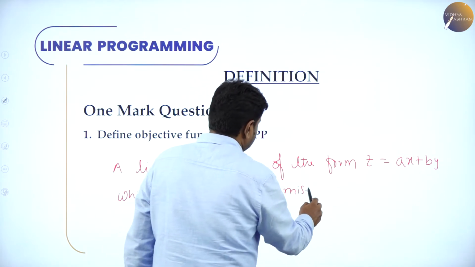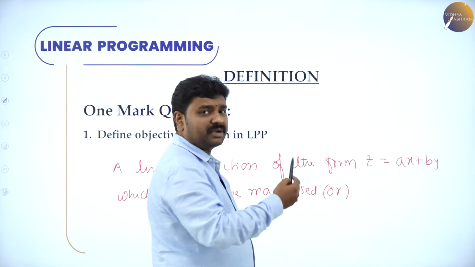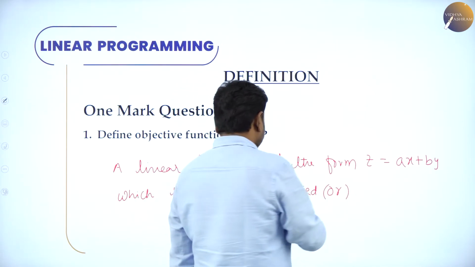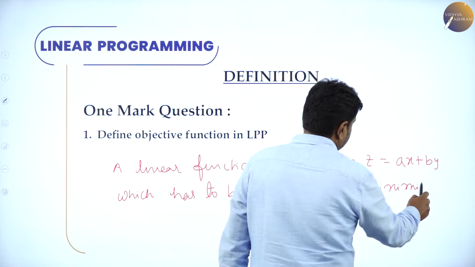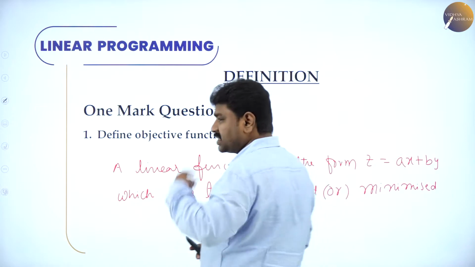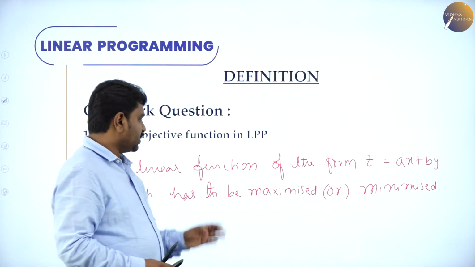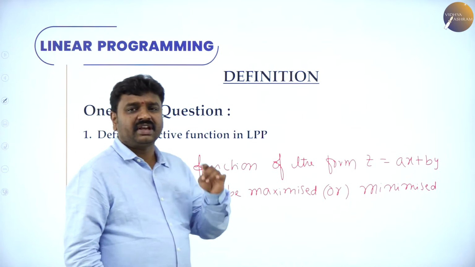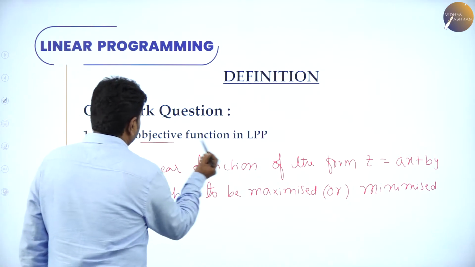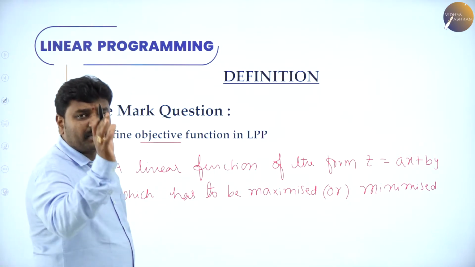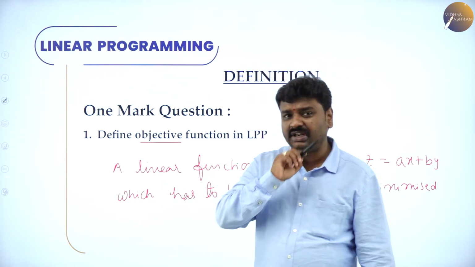Maximized or minimized. A single word for maximizing or minimizing is optimizing. Any function which you need to maximize or minimize is called the objective function. It will be in the form z is equal to ax plus by, where a and b are constants. In every linear programming problem, one linear function will be there. We generally denote it as z.